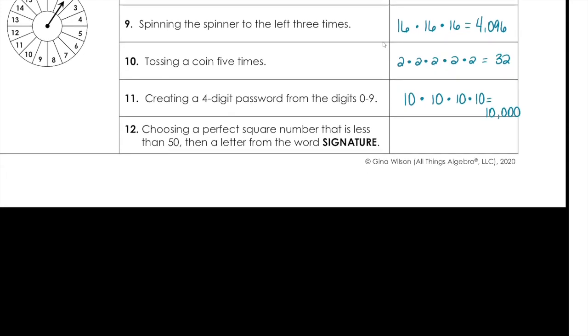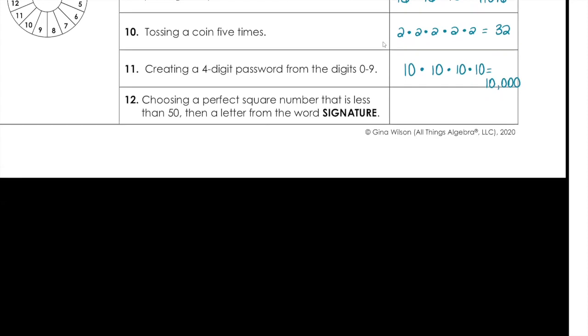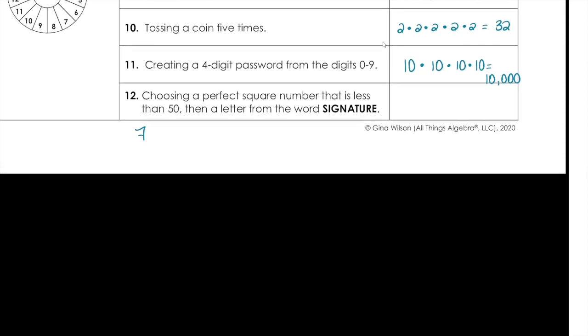And lastly, choosing a perfect square that is a number less than 50, then a letter from the word signature. So perfect squares less than 50. It's kind of annoying, but there's 7 of them. All right, so we got 49, right? So if we're talking about what's in that set, 49, 36, 5 squared is 25, 4 squared is 16, 9, 4, 1, and of course 1 is a perfect square.